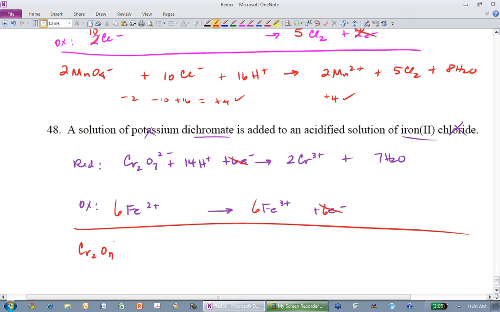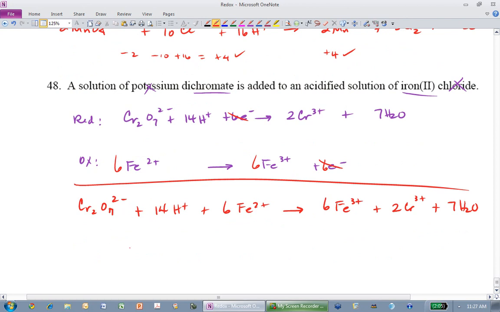Cr2O7 2- plus 14 H+ plus 6 Fe2+. Got everything? Got everything? Yes, yes. 6 Fe3+, 2 Cr3+, 7 H2O. Total charge on the left: minus 2 plus 14 plus 12, plus 24. Yes, yes. Plus 18 plus 6, plus 24.